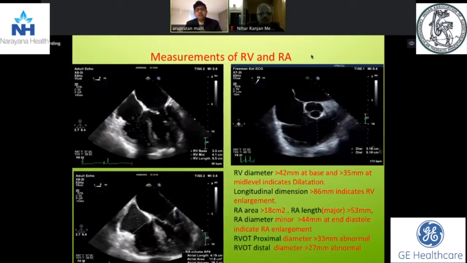Now coming to the measurements of the RV and RA, we need to take the basal diameter, mid diameter, and length of the RV, RA area, RA diameters and RVOT diameters. RV diameters more than 42 at base and more than 35 at mid-level indicate dilatation. Longitudinal dimension more than 86 indicates enlargement. RA area anything more than 18 centimeters square is abnormal. RA length more than 53 as major, and RA diameter more than 44 at end diastole indicate RA enlargement, and RVOT diameters more than 33 and 27.